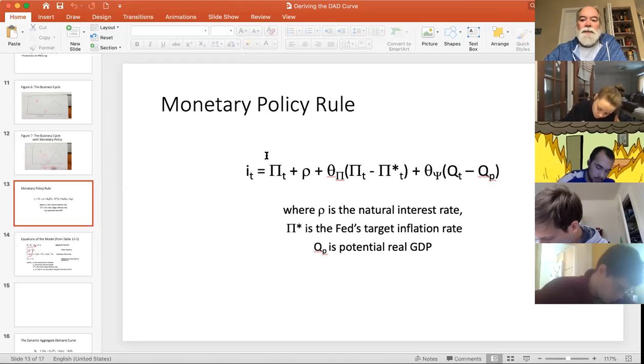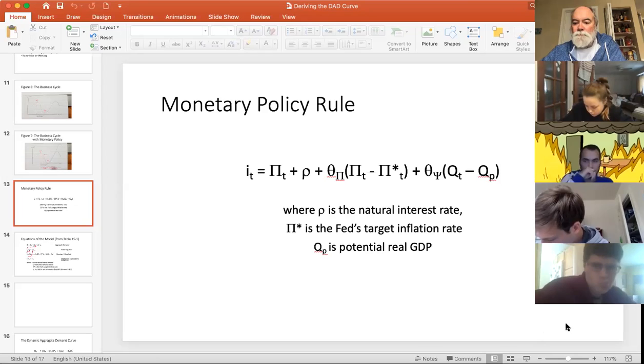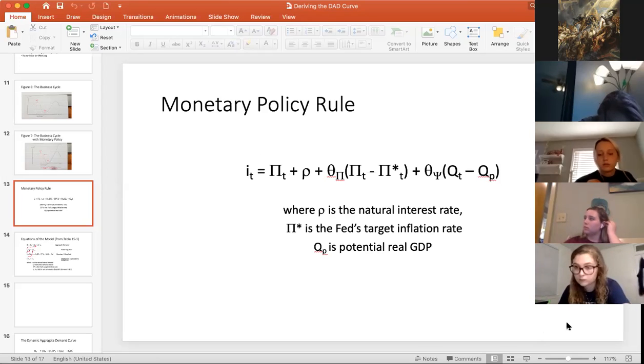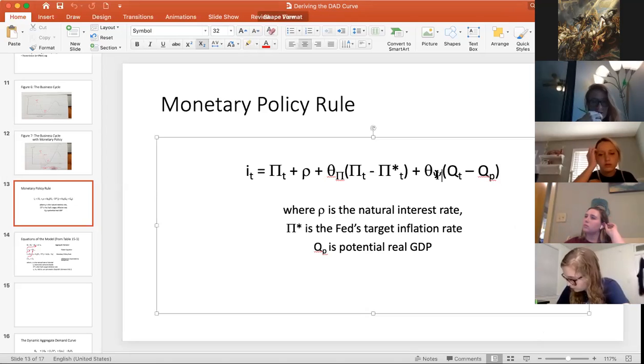I have a question. Yeah. So for the GDP portion, why is it theta psi instead of like theta q? I don't know. Oh, is that just what it is? It's just what it is. Okay. You know, so now you got me wondering.